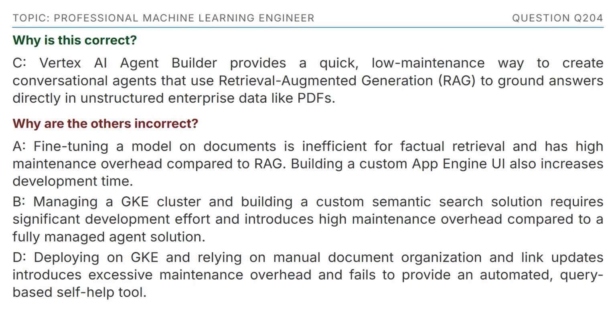Why are the others incorrect? A. Fine-tuning a model on documents is inefficient for factual retrieval and has high maintenance overhead compared to RAG. Building a custom App Engine UI also increases development time. B. Managing a GKE cluster and building a custom semantic search solution requires significant development effort and introduces high maintenance overhead compared to a fully managed agent solution. D. Deploying on GKE and relying on manual document organization and link updates introduces excessive maintenance overhead and fails to provide an automated, query-based self-help tool.